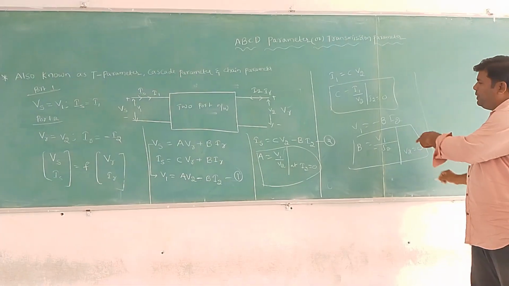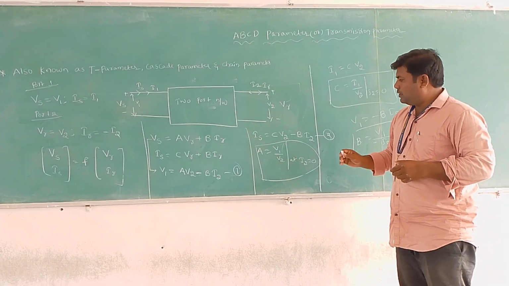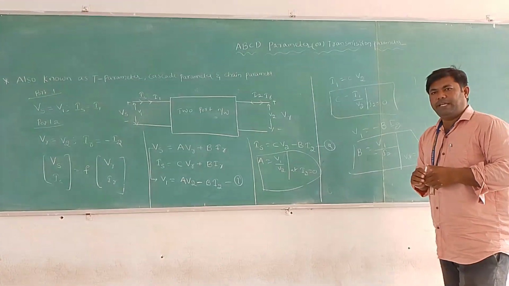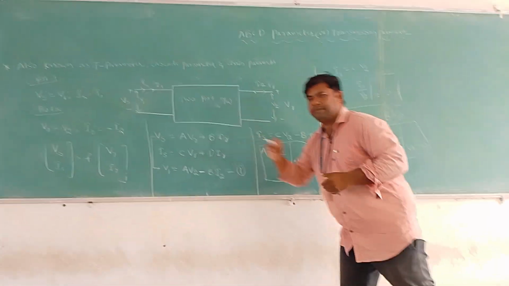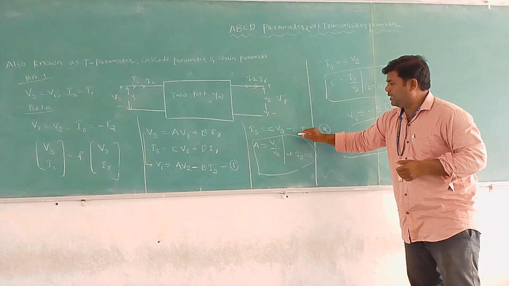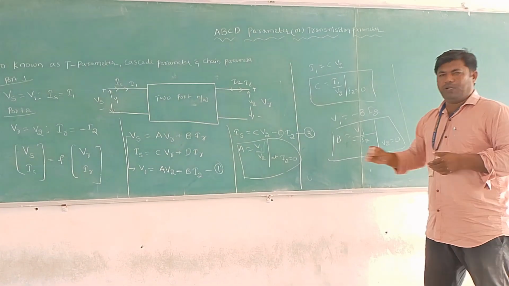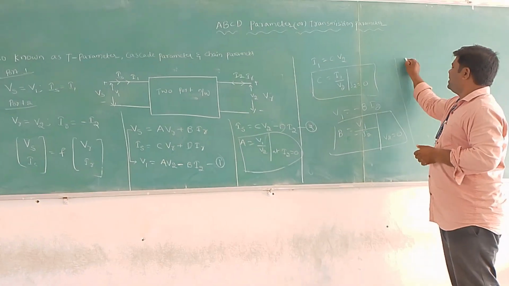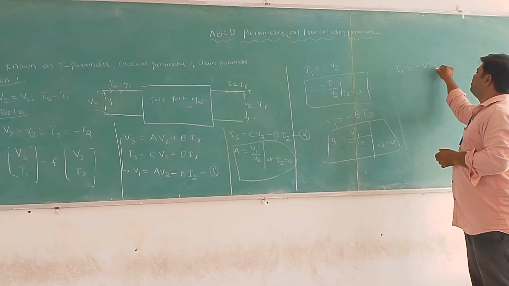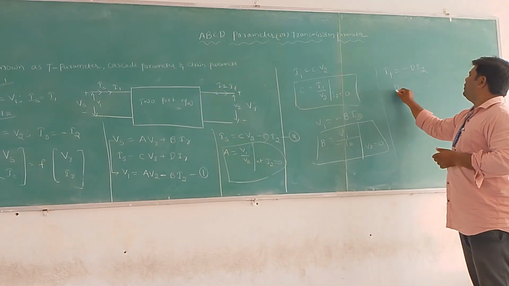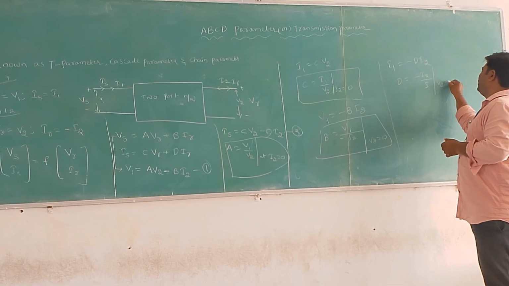Next is A, B, C. Next one is the D parameter. Now again we can substitute V2 is equal to 0. So IS, in the sense I1, is equal to minus D I2. So now D is equal to minus I2 by I1 when V2 is equal to 0.